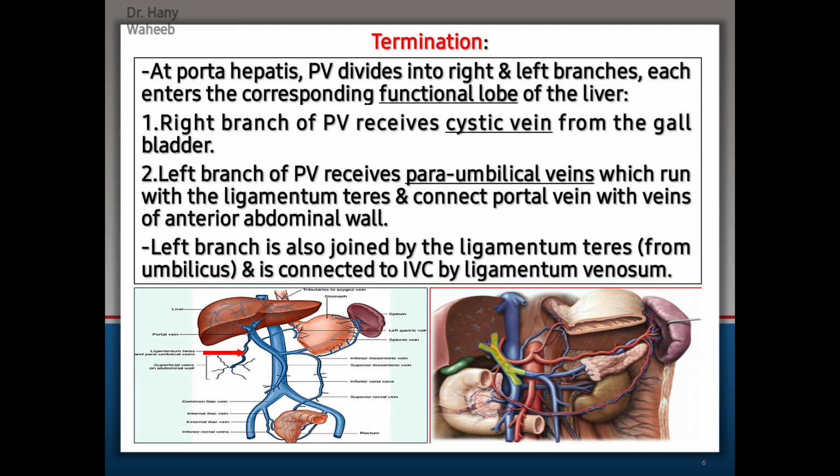Also, the left branch is joined by the ligamentum teres from the umbilicus. Ligamentum teres is an embryological remnant. It is the obliterated left umbilical vein in embryology, and is connected to the inferior vena cava by ligamentum venosum. Also, ligamentum venosum is an embryological remnant of a duct called ductus venosus in the fetal circulation. So the left branch is also joined by two ligaments: ligamentum teres from the umbilicus and ligamentum venosum, connecting the left branch to the inferior vena cava.